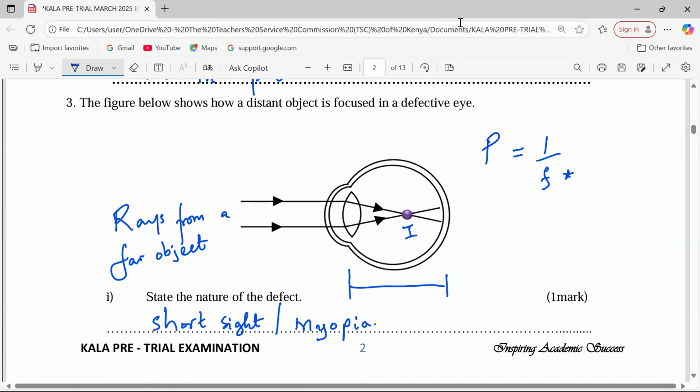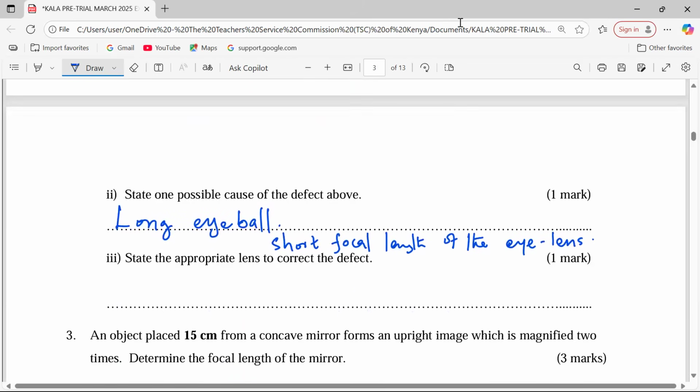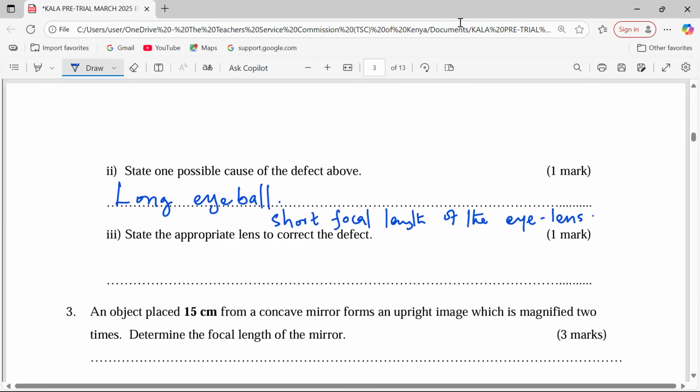Because of the much bending, the rays of light might intersect before they reach the retina, because of the great refraction caused by the eye lens, which has a high power due to a short focal length. I hope we are together at that.